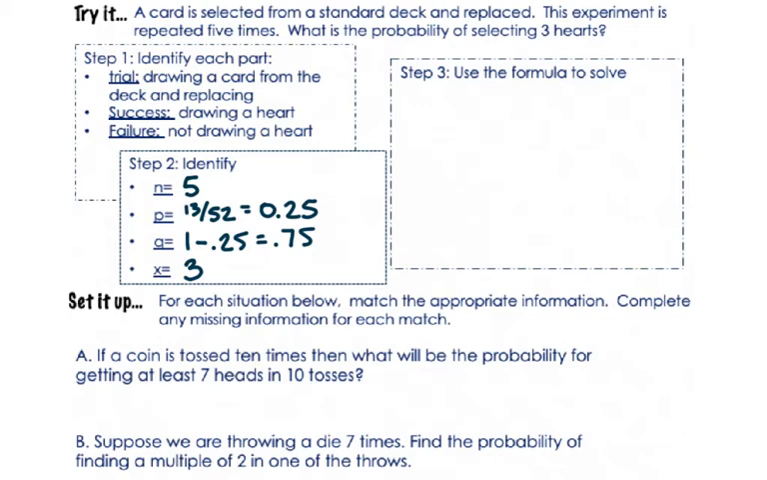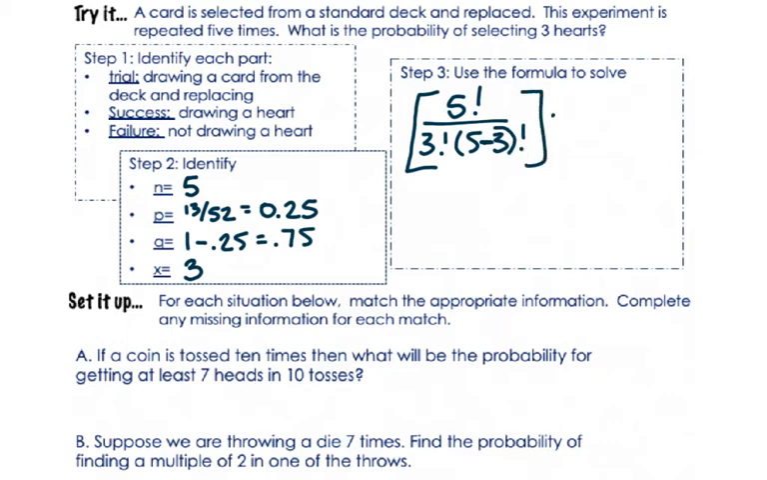Alright. So first you got to read it and you got to figure out what your trial, success, and failure are. And then step 2, you got to figure out what N, P, Q, and X are. And then the last step, we're going to use the formula to solve. Okay. So here's what it will look like. 5 factorial over 3 factorial times 5 minus 3 factorial. It's a minus. 0.25 to the third power, 0.75 to the second power. You can do these in steps or you can do it all at one time, but you get this number.